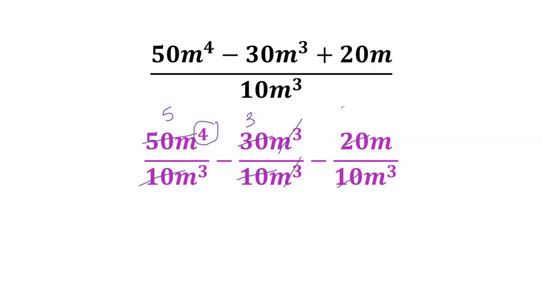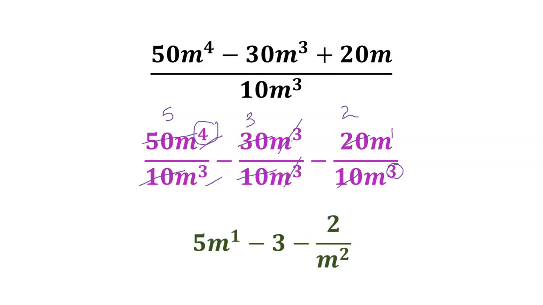10 goes into 20 twice, and this time my m will stay on the bottom because 3 is higher than 1. So when I subtract, my denominator will be m squared on the bottom. So my final answer looks like this, 5m to the power 1, because I did 4 minus 3. Now you can leave 1 here or simply 5m.